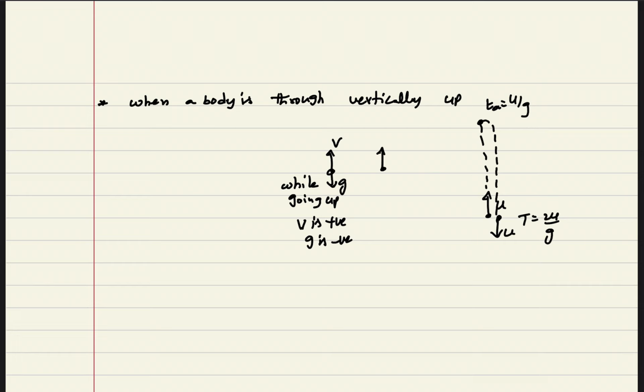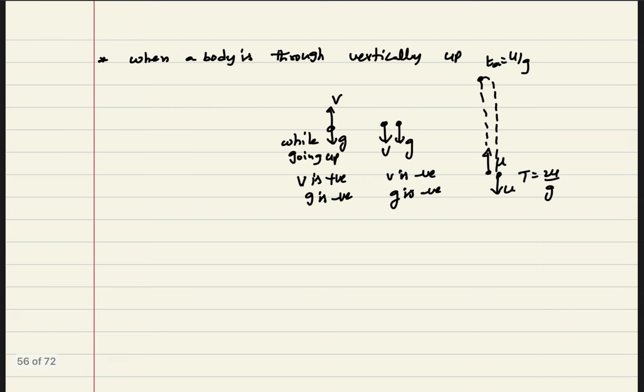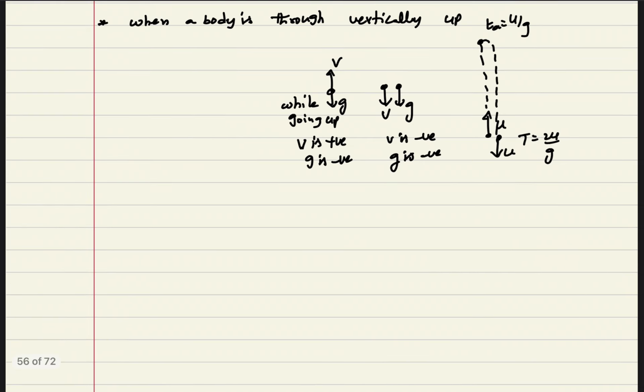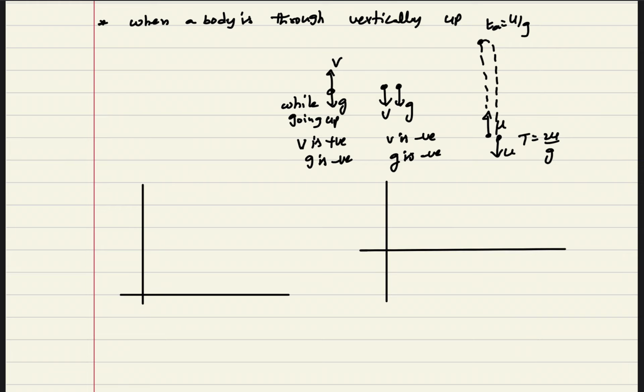Similarly, whenever it is coming down, velocity is in the downward direction and g is also in the downward direction. V is negative and a is also negative, so you can write it as a or g. Both are in the downward direction. Now observe how these graphs will look. I am drawing two graphs now, a proper graph.